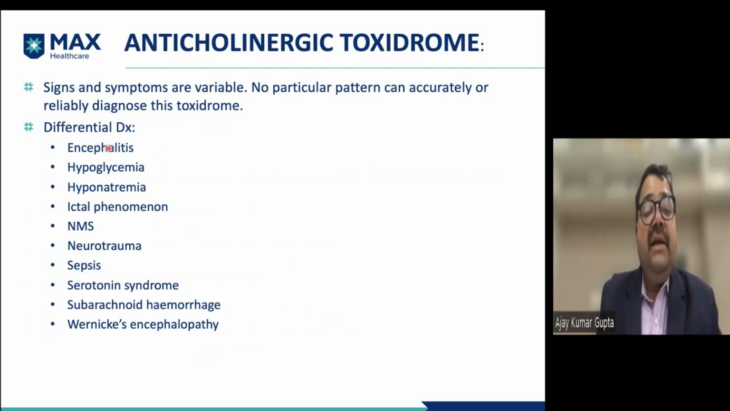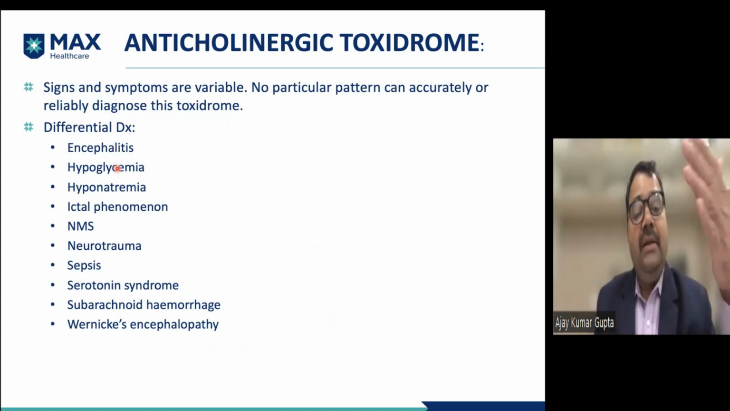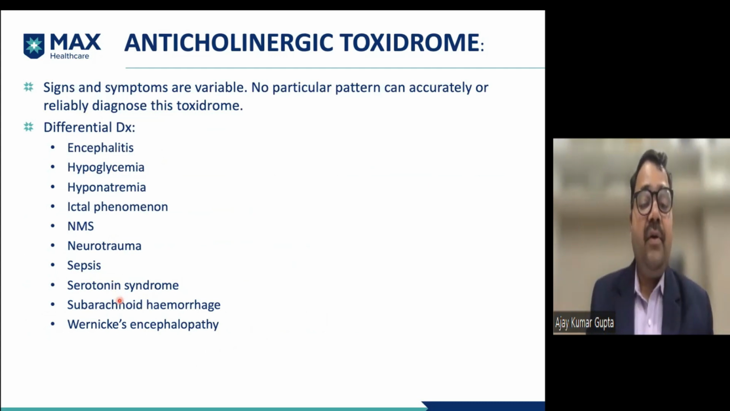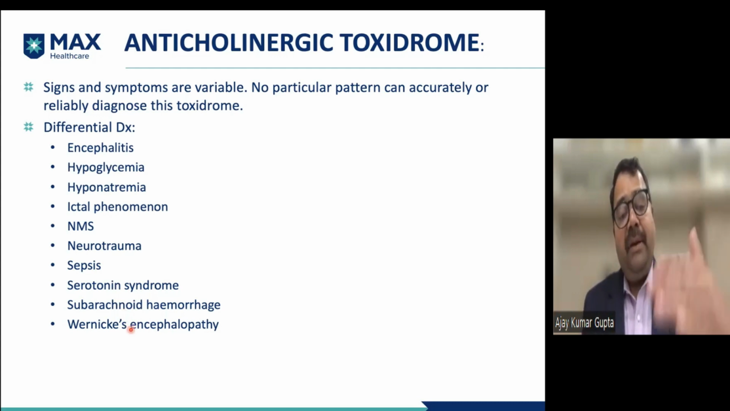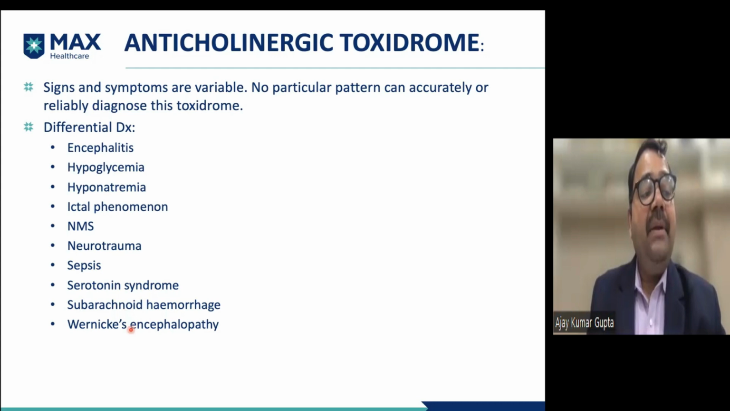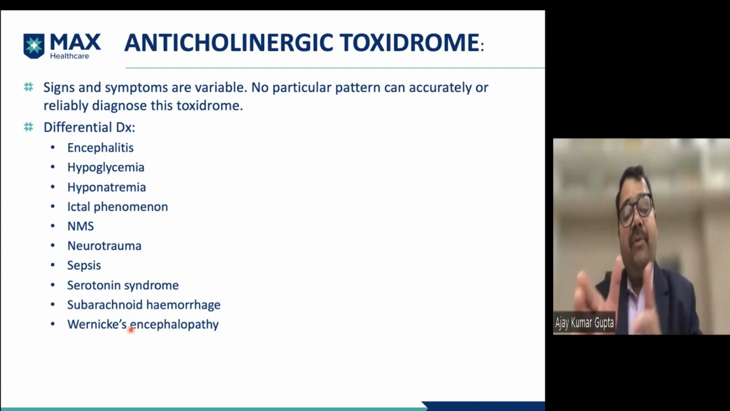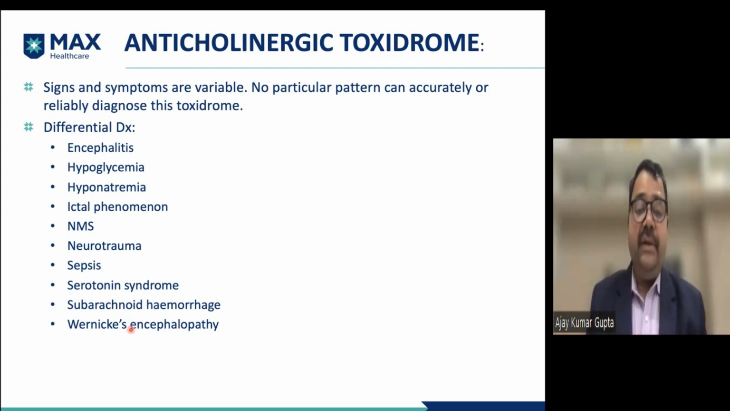In the differential diagnosis, we have encephalitis, hypoglycemia, hyponatremia, ictal phenomena, then neurotrauma, sepsis, serotonin syndrome, subarachnoid hemorrhage, Wernicke's encephalopathy. So these are the various differential diagnoses. But by taking a proper history and by examining the proper signs, we can make out what type of patient we are dealing with.